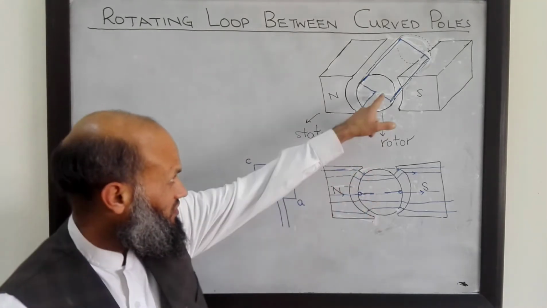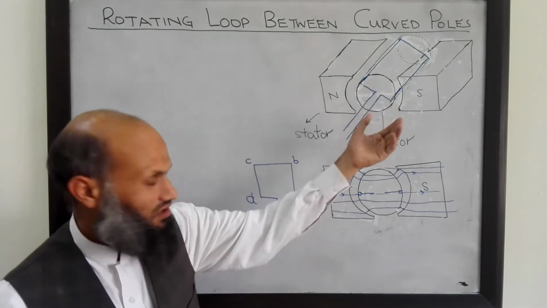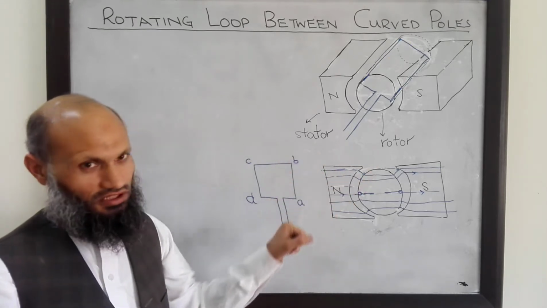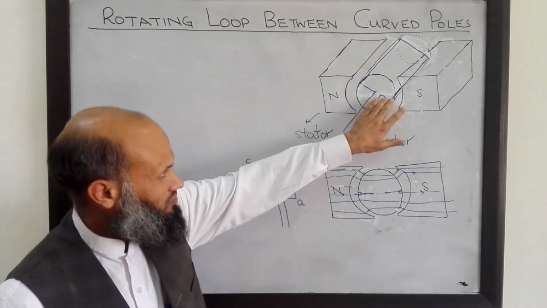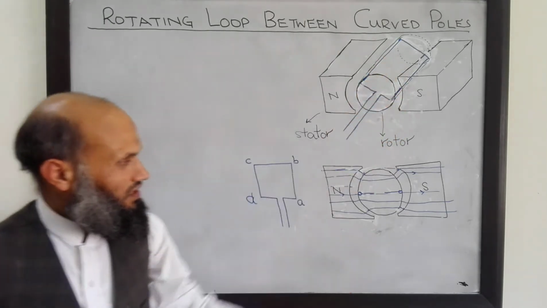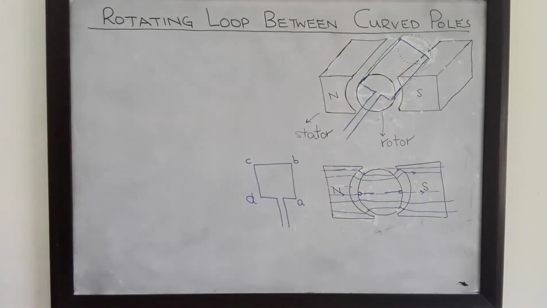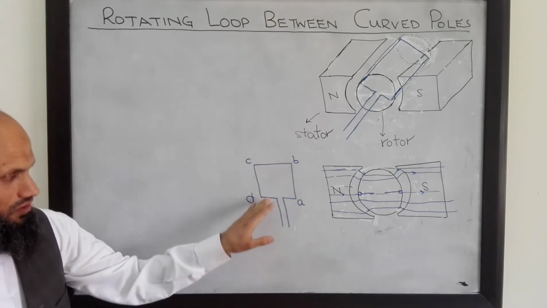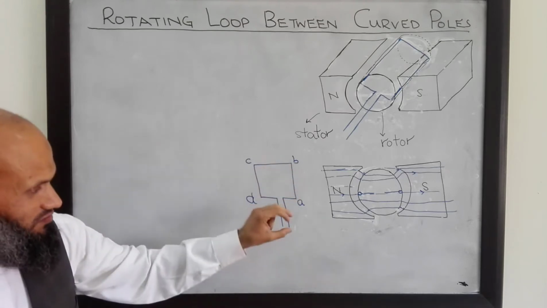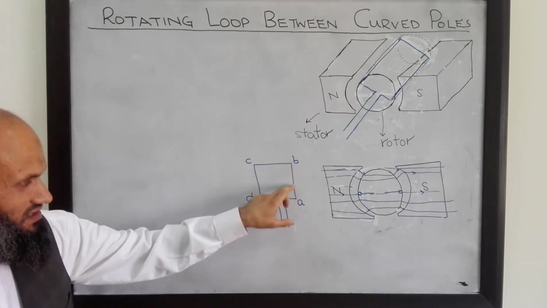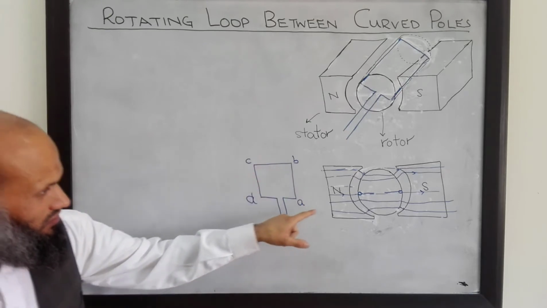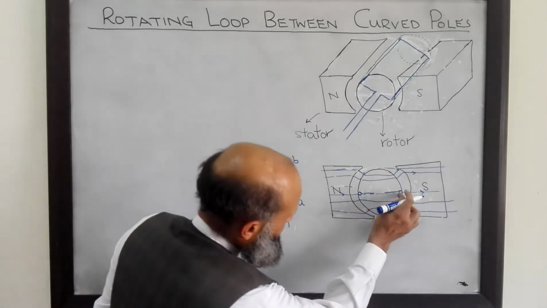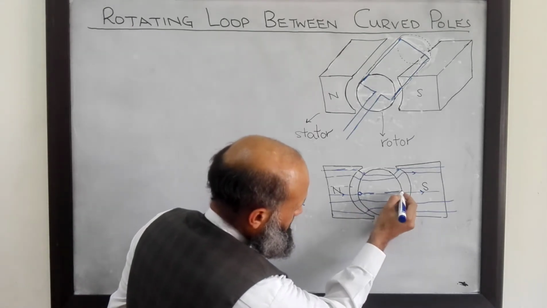This rotor is rotating, therefore this coil is also rotating. We already know that when a conductor moves in a magnetic field, there is a voltage induced in it. So voltage will be induced in this coil, and we want to derive an expression for the voltage induced in this coil. So let's discuss each side of the coil separately and derive an expression for voltage induced in each side of the coil. So let's first talk about this side AB, which is indicated by a small circle over here.